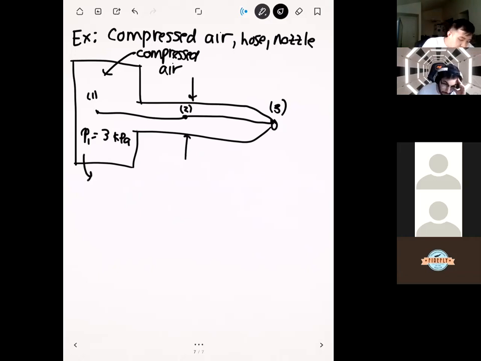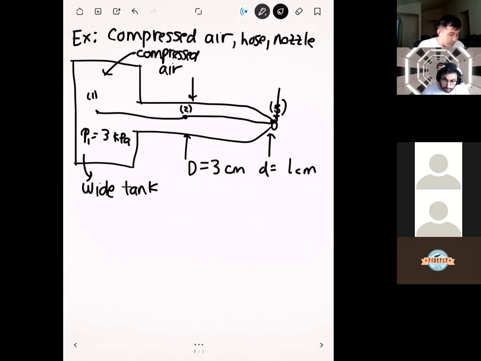Another assumption that we'll make is that at point number 1, the tank is very, very wide. I drew it like this just to save space. Just like we did in our first example, because our tank is wide there, we can assume that the velocity is going to be 0. We also know the diameter of the hose in the throat, and that's going to be 3 centimeters. And we also know the diameter of the nozzle, and that's going to be 1 centimeter.